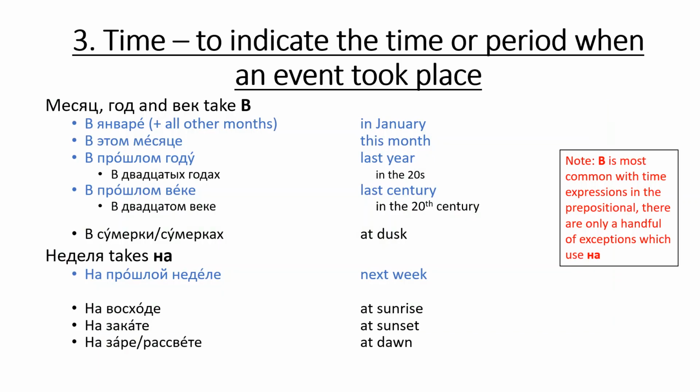The third use of the prepositional case is to indicate the time or period when an event took place. So for time expressions, usually the accusative is used or occasionally the instrumental. But the prepositional case is used for a select few reasons, which we're going to go through now.